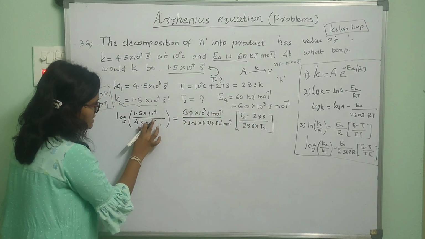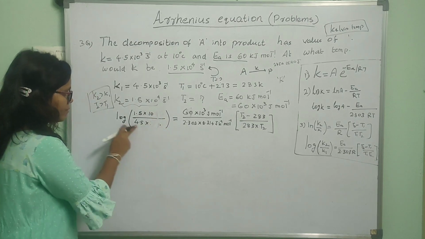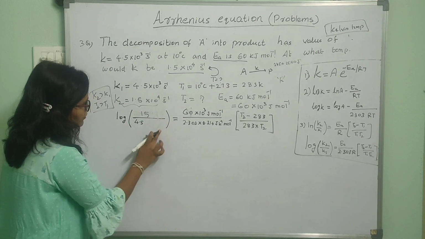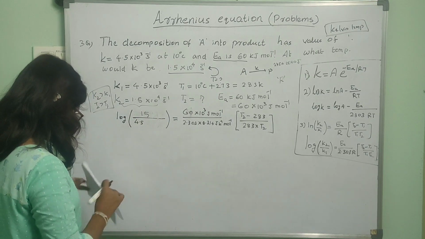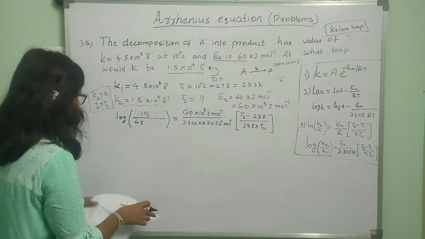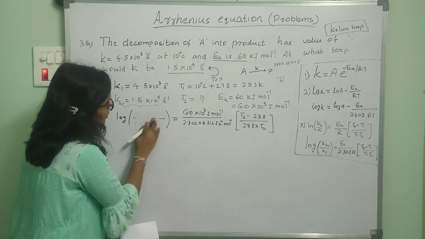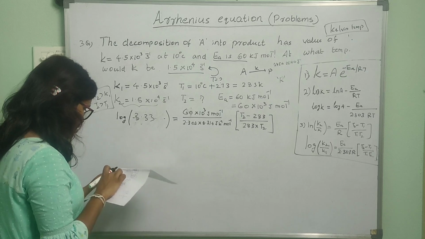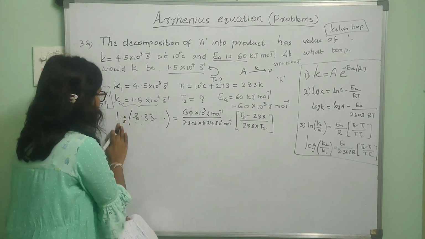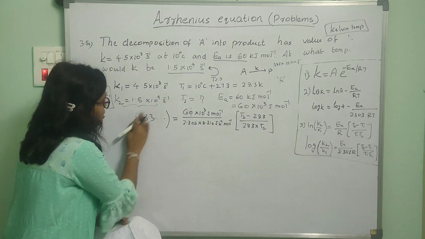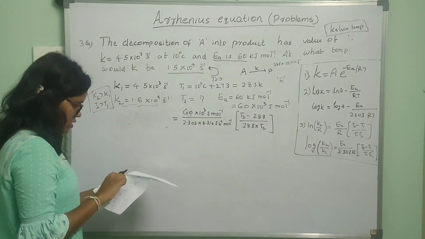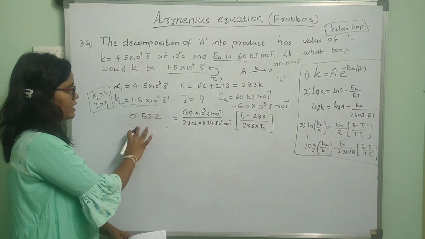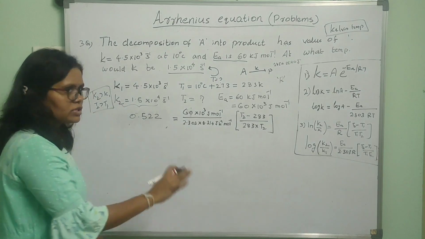So here I cancel 10 cube and 10 cube. Now I can make this as 15. 1.5 into 10 becomes 15. So you have 15 by 4.5 and I have solved for it. It would be 3.33. And I have calculated this log 3.33, obviously using calculator. So this was 0.522. Okay. Log of K2 by K1 is 0.522. You can cross check using calculator.